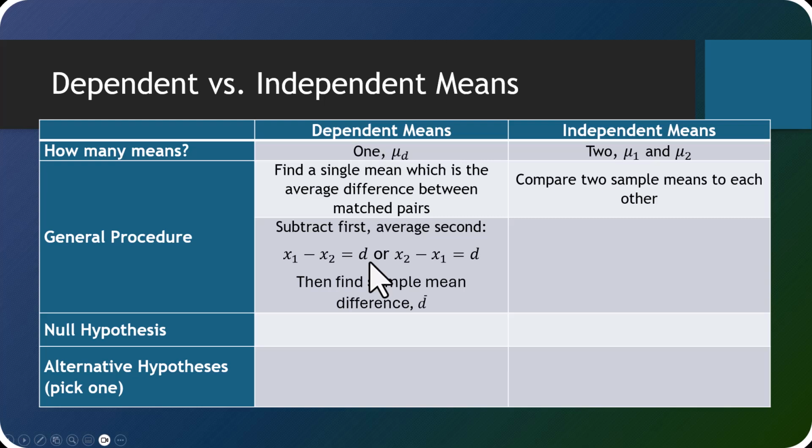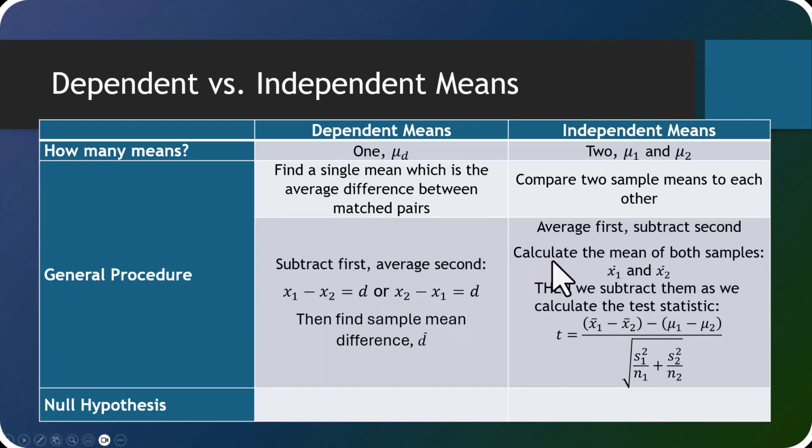And the number of these we have is the same as the number of data points we have. And so then what we do is we take all of these differences and we average them together. And we find that average difference, which we call d bar. Conversely, if we're working with independent means, we calculate the means separately. So we have a sample mean for the first column of data and a sample mean for the second column of data, and then we don't subtract them until we go to calculate our sample statistic.